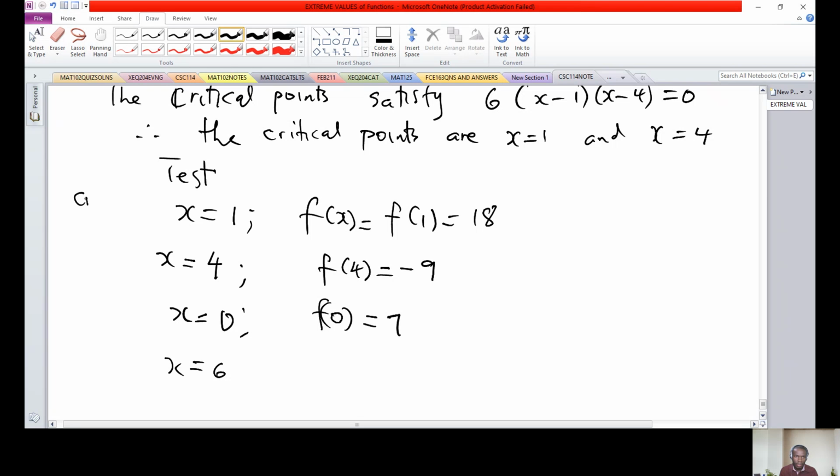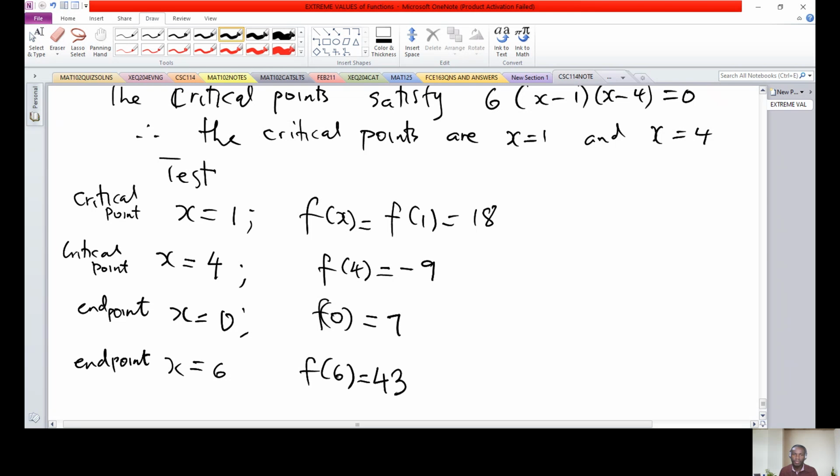So remember, this is a critical point. This is also a critical point. This is an endpoint. This is also an endpoint. So f of 6 will give us 43. Now, when you compare all these values, we see clearly that negative 9 is the least value, so that would be the minimum. 43 is the maximum.